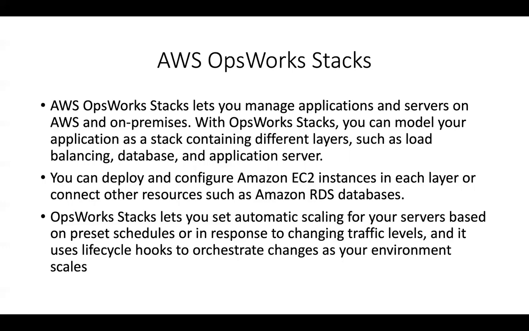You can also deploy and configure your EC2 instances in each layer so that they can connect to resources such as RDS databases. So you can ensure that the cookbooks that you write, which are being deployed onto your EC2 instances, are also configured in such a way that they connect to RDS databases. And your RDS database actually sits in a separate layer, and I'll show you this on the console.